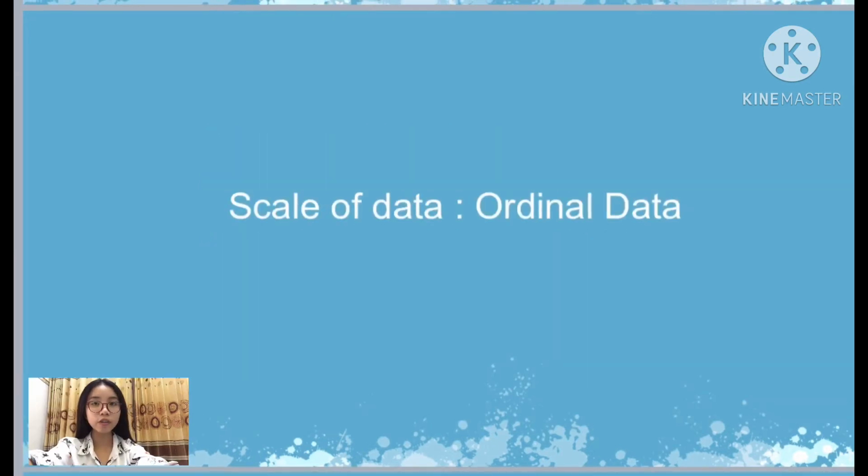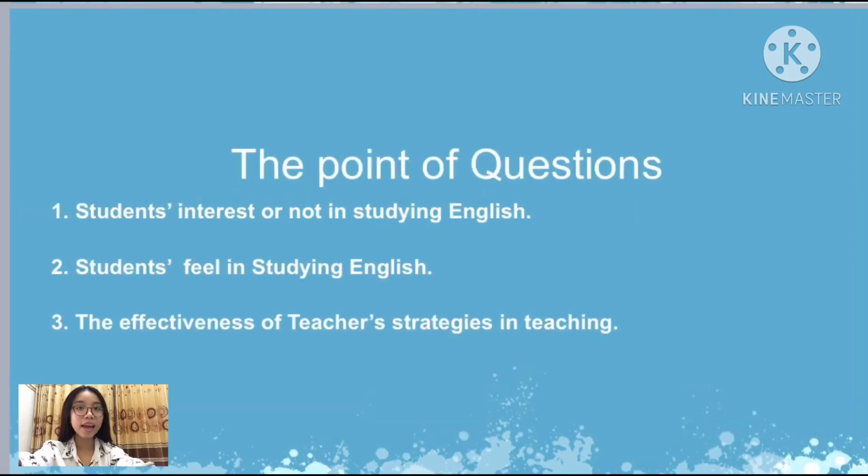The scale of this data is ordinal data. There are 3 points of question in this data. The first is whether students are interested or not in studying English. The second is how students feel in studying English. And the last is the effectiveness of teacher strategies in teaching English.